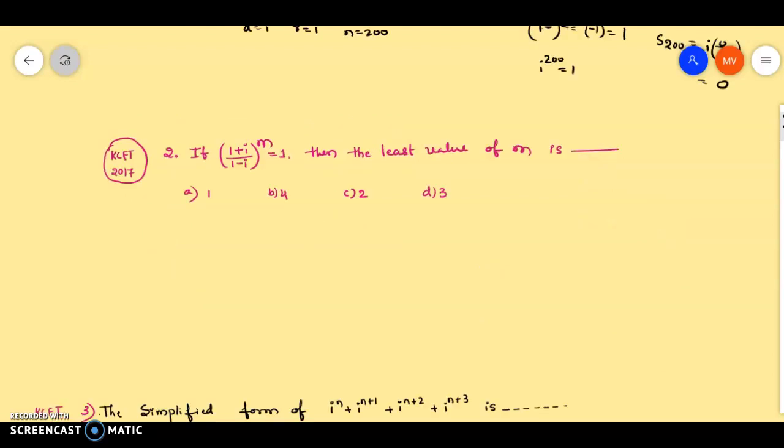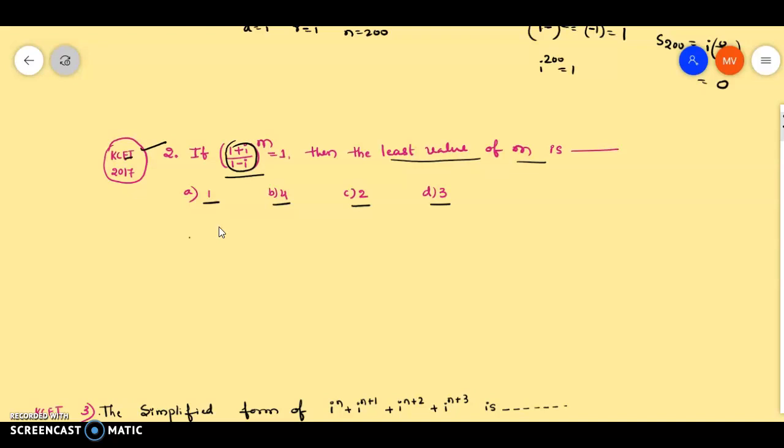So here is my second question. If (1 plus i divided by 1 minus i) to the power m is equal to 1. This was asked in KCET 2017. Then the least value for m is. Look at the options: option A is 1, option B is 4, option C is 2 and option D is 3. First you have to calculate this value.